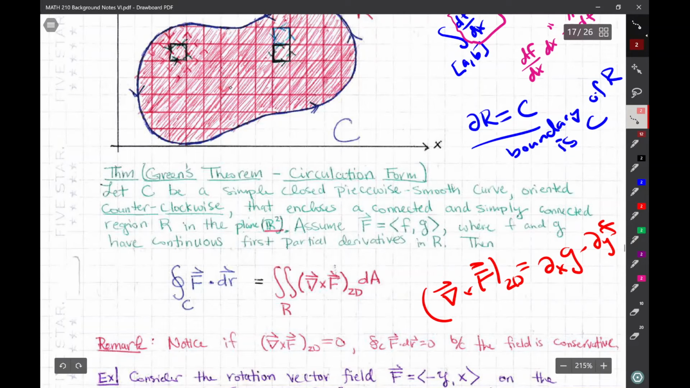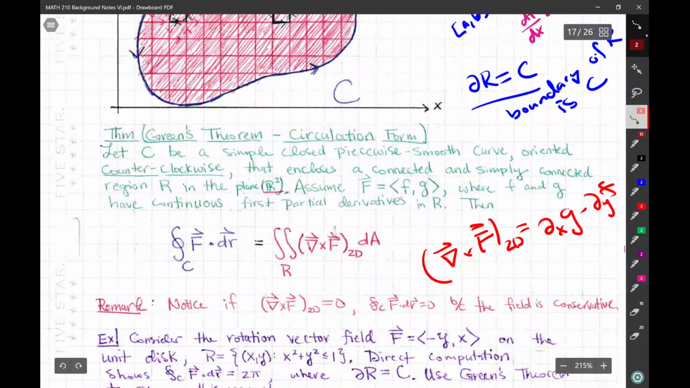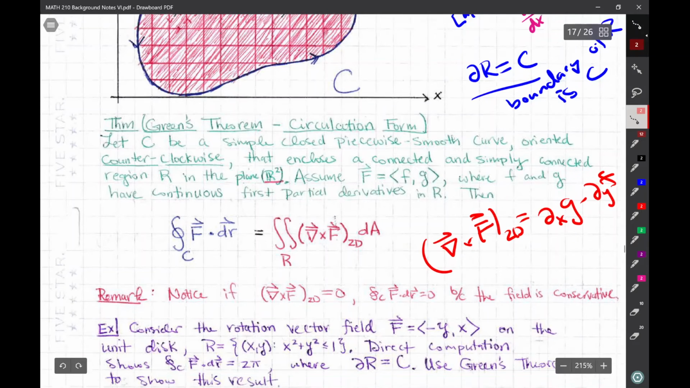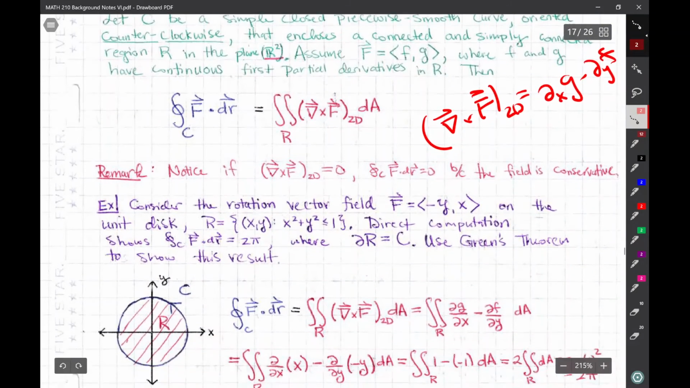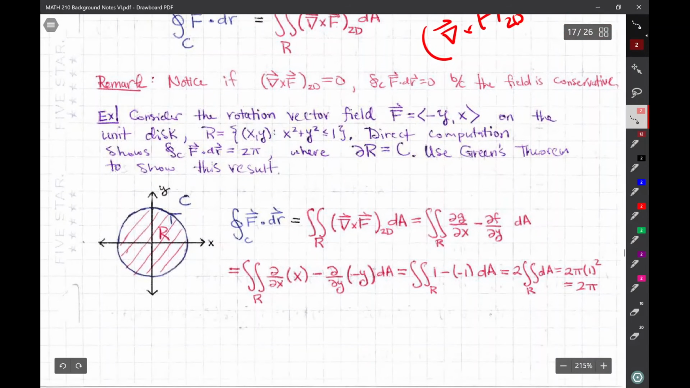So you could add up all the little twistiness inside your little region, okay? And if you add them all up in that region, you will just get the circulation at the boundary, and you could trade one for the other, okay? And notice here that if the 2D curl is 0, well, what is that? If the 2D curl is 0, then you have a conservative vector field, okay? And what's true of a conservative vector field around a closed curve? It's 0, okay? Because you start and end at the same point. So we have consistency there with the fundamental theorem of vector line integrals.